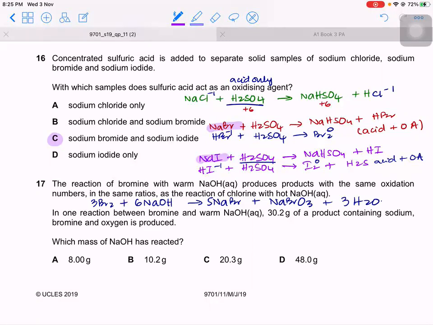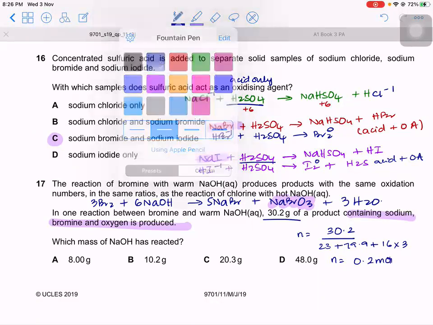Now, in one reaction, 30.2 grams of product containing sodium, bromine, and oxygen is produced. So what is that product? Sodium, bromine, and oxygen. That is this one. So let's convert the grams to moles. That would be 30.2 upon the MR. The MR would be Na, which is 23, bromine, which is 79.9, oxygen, which is 16 times 3. And the moles come out to be 0.2 moles of NaBrO3.